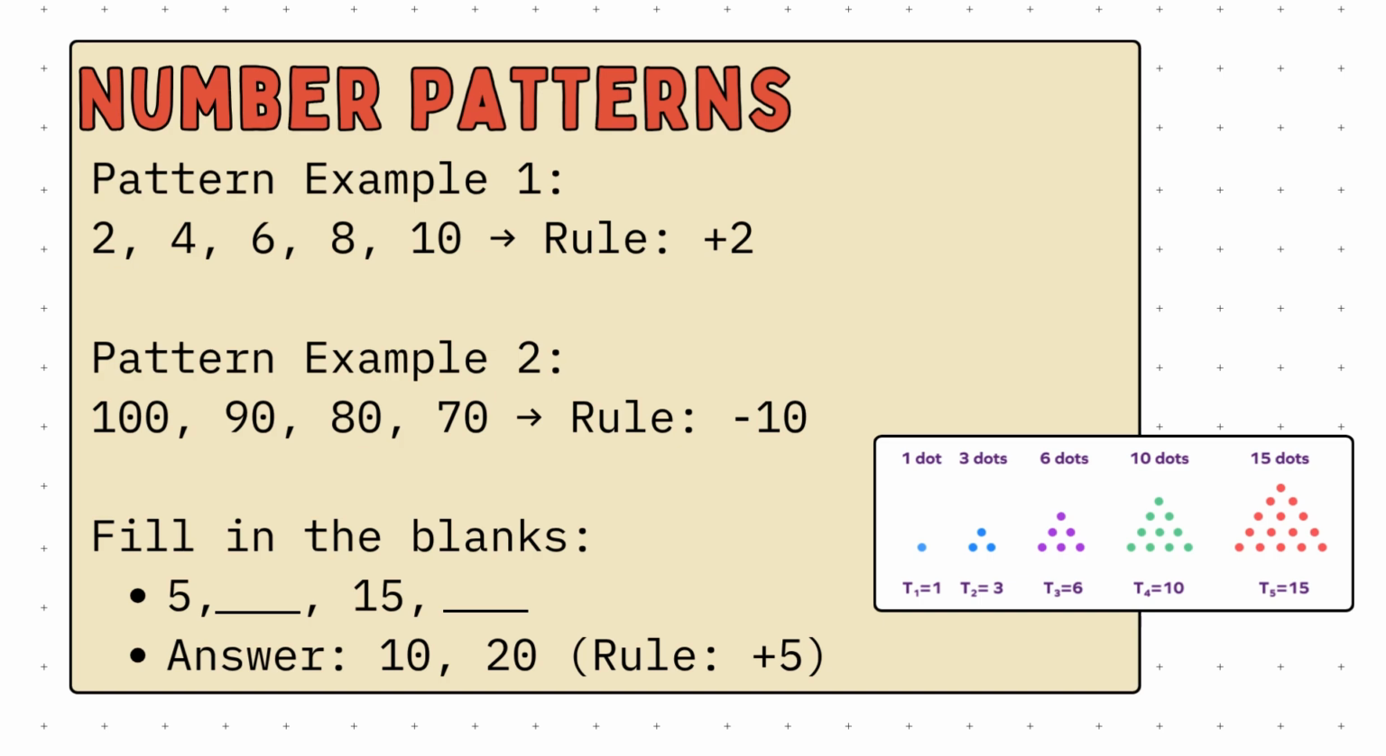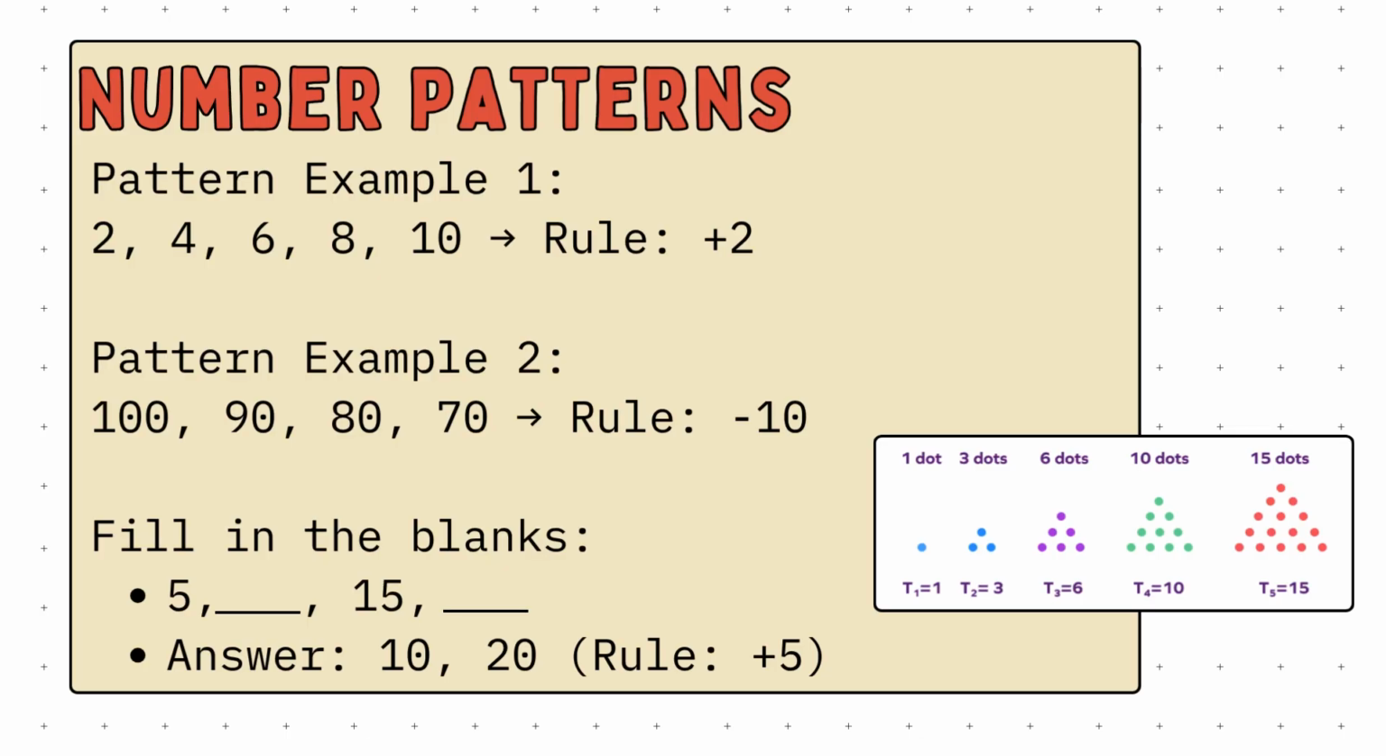Now let's practice using a pattern. Fill in the missing numbers. 5, blank, 15, blank. To solve this, we need to find the rule. Let's look closely. From 5 to 15 is a jump of plus 10, but there is a number in the middle, so we divide that jump in half.